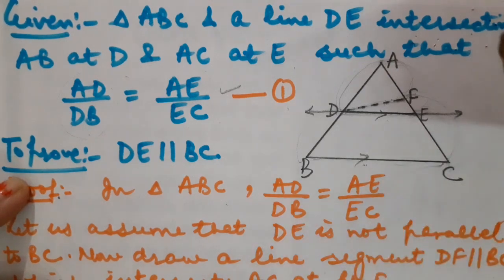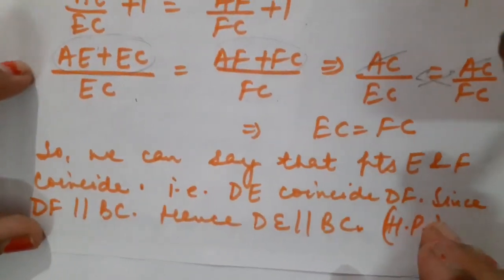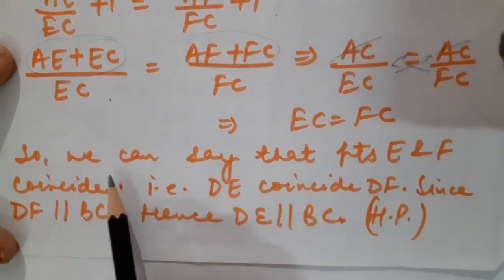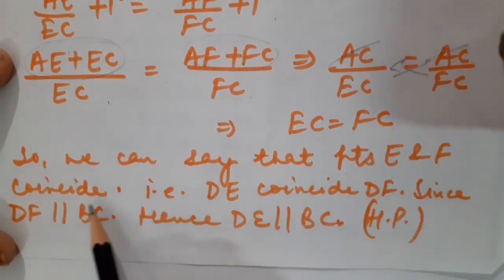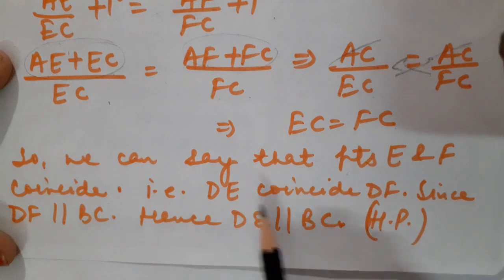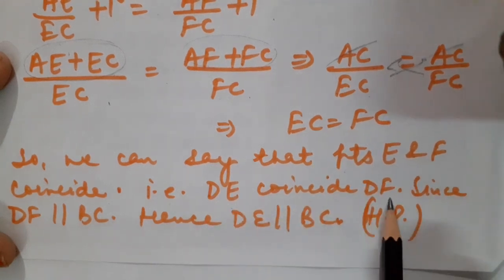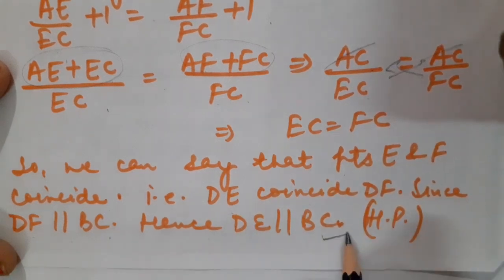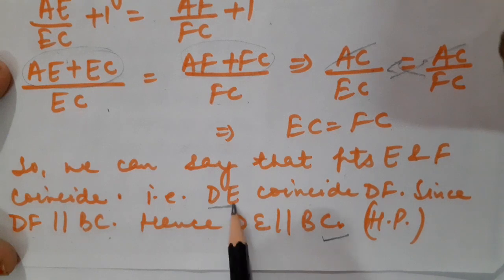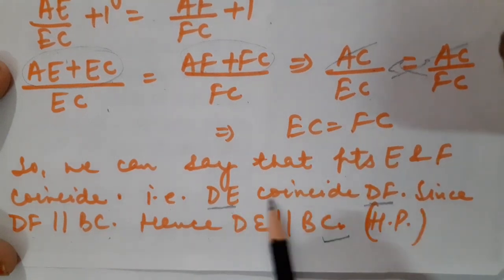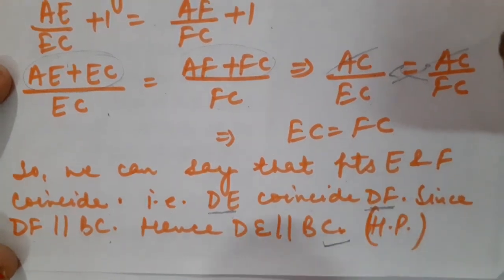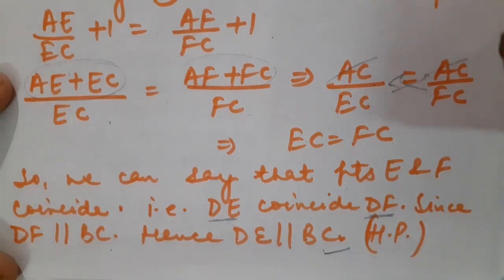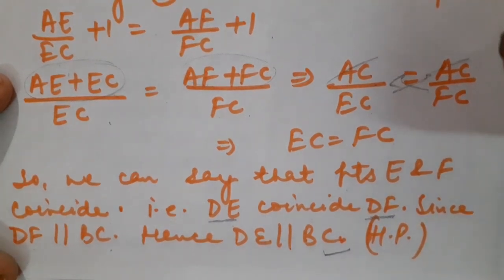So hence proved. So what is written in the solution further? We can say that points E and F coincide, or we can say that DE coincides with DF. Since DF is parallel to BC, it means DE will also be parallel to BC. Why? Because DF and DE both have become the same now. Got it, children? So this was the proof of the converse of basic proportionality theorem.